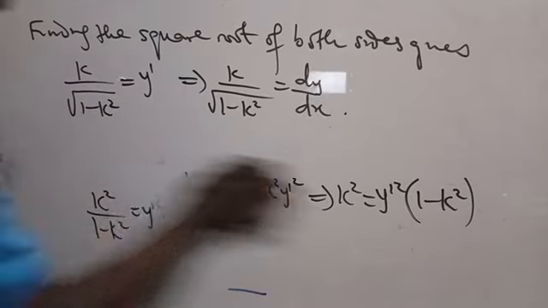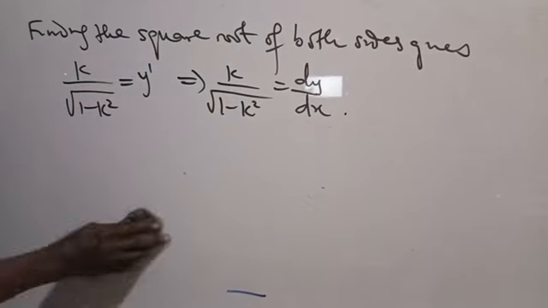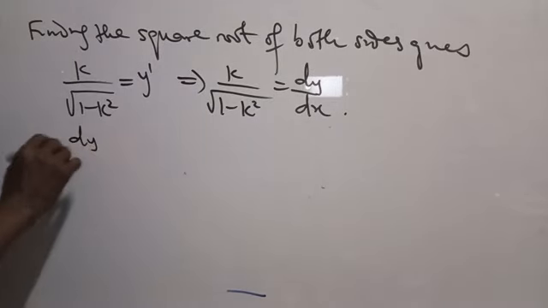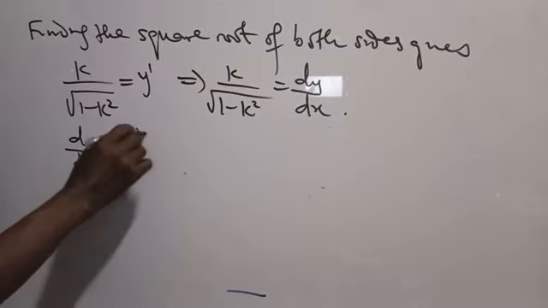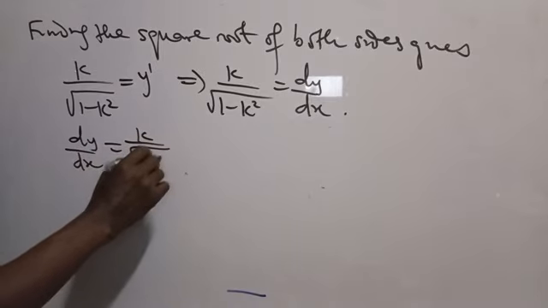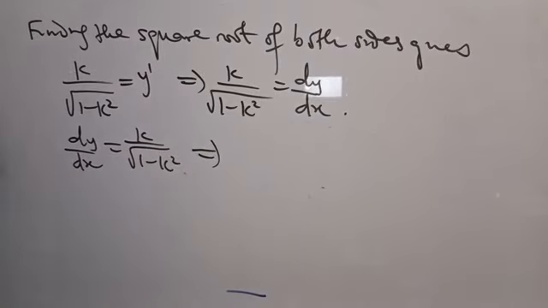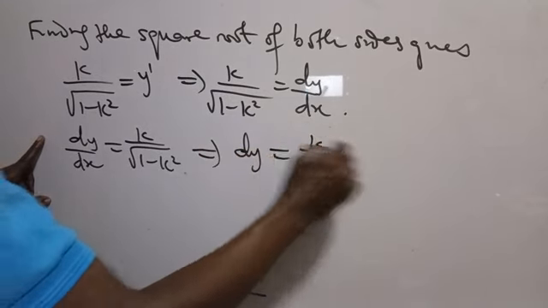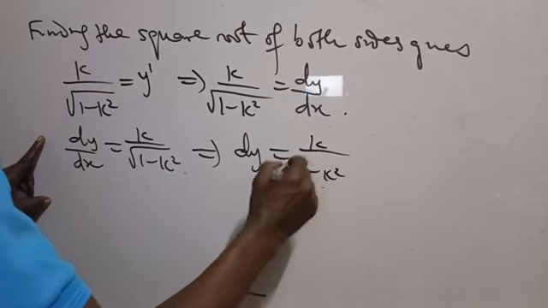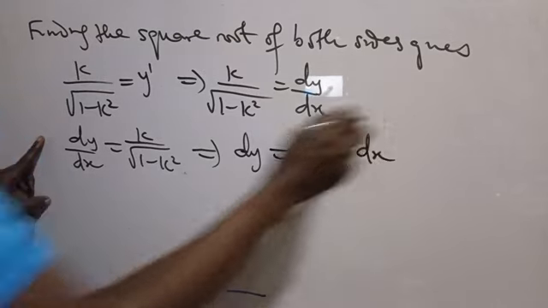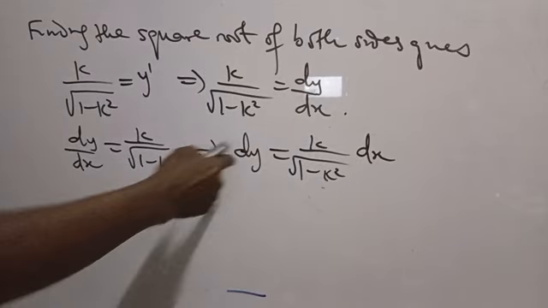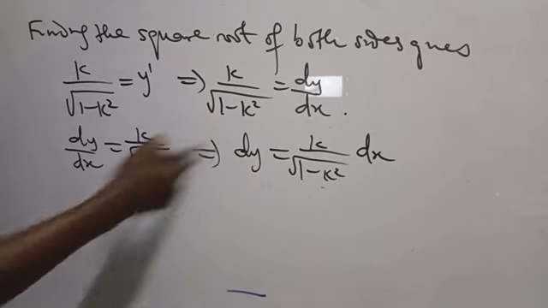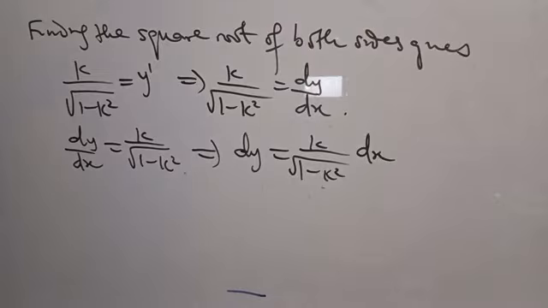So when you cross multiply now, very straightforward. When you cross multiply now, you can say that this dy dx now is equal to k all over the square root of 1 minus k squared. That implies dy is equal to what? k all over the square root of 1 minus k squared dx. Good. Now, to get y, what do we do? We integrate so as to remove the differential there.